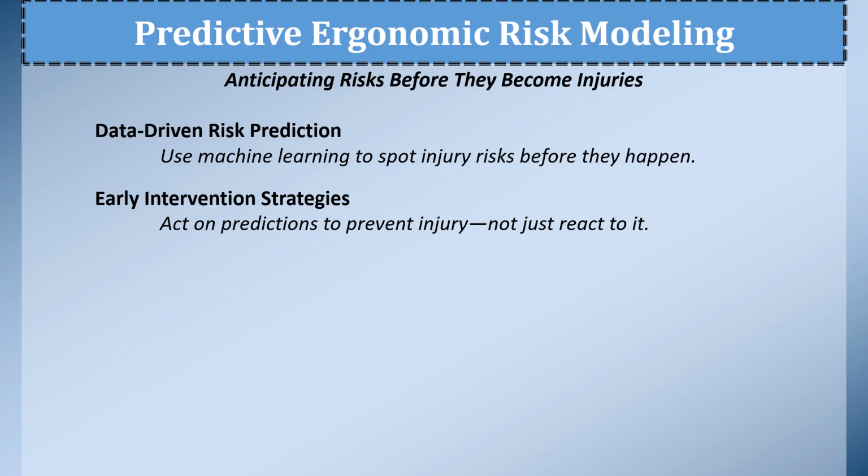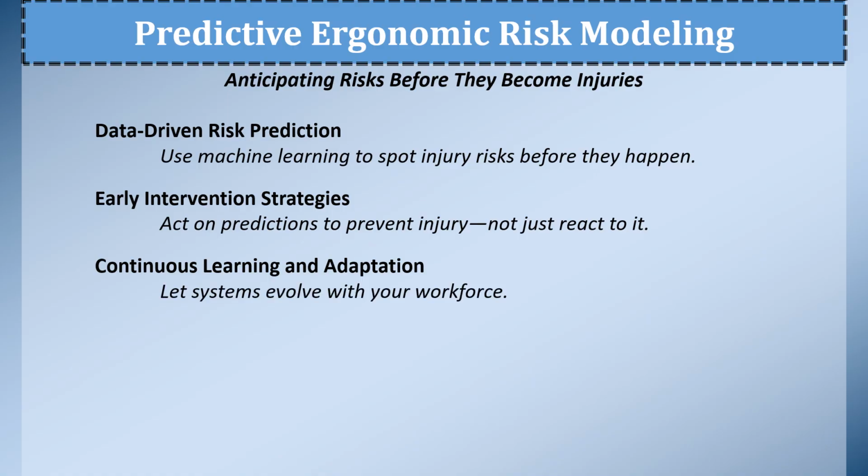Early intervention strategies: with real-time risk prediction, organizations can intervene before an issue becomes a medical problem. This could mean adjusting tasks, providing additional support or equipment, or even temporarily reassigning high-risk users. Prevention becomes personalized and proactive.